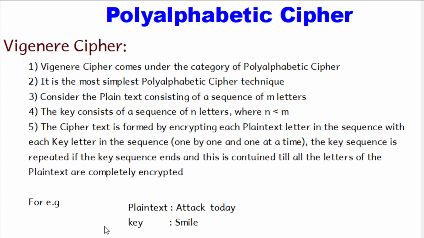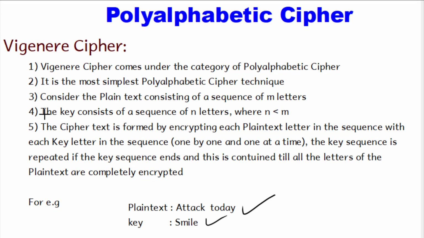Like here the example is given, you also consider the example. So the plain text is attack today. Let us say attack today is the plain text message we want to encrypt. So it is a sequence of characters. Then the next point says the key consists of a sequence of n letters such that n is less than m. So here the key is SMILE. SMILE is our key.